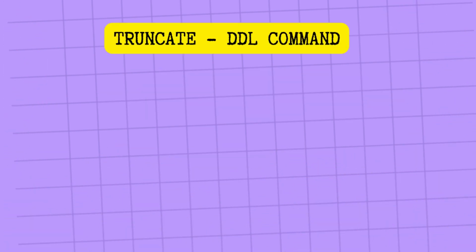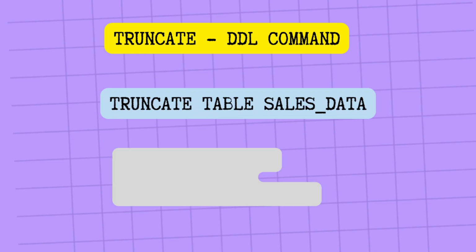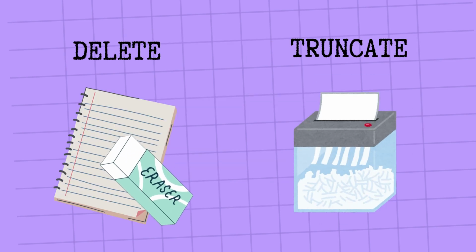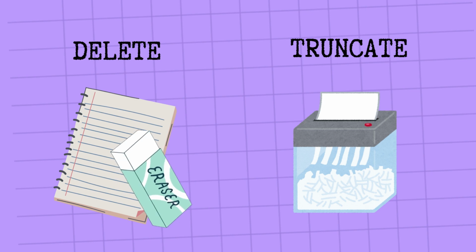This is where people get burned. TRUNCATE is a DDL command. It removes everything, no WHERE clause, and it resets identity columns. Think of DELETE like erasing things in a notebook. TRUNCATE is throwing the entire notebook into a shredder.